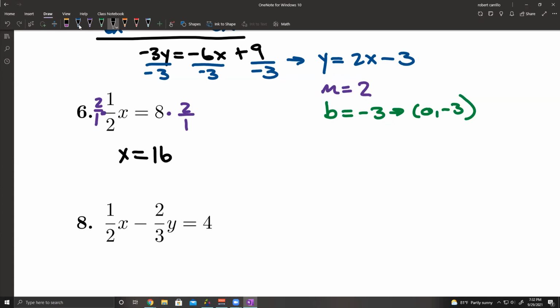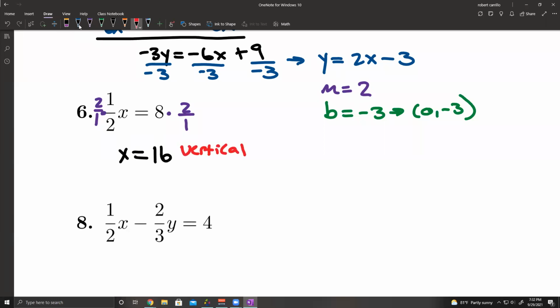We could have simply said this: take this 2 and multiply that by 8. That's all we had to do. And you get x equals 16. We saw this last time as well. Is this a vertical or horizontal line? Vertical.